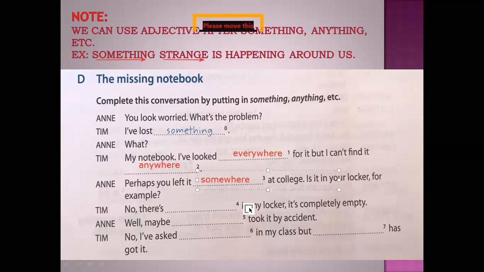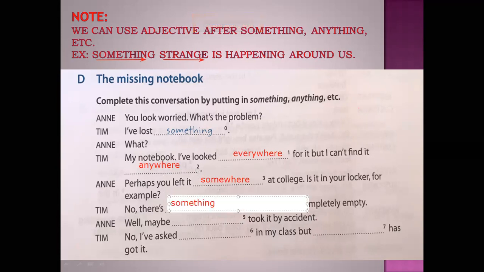But here, is it in your locker, for example? And he says, no, there is in my locker. What shall I write here? Something. I think something. Something? Yeah, something. Is this correct?